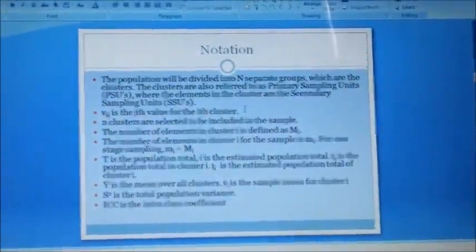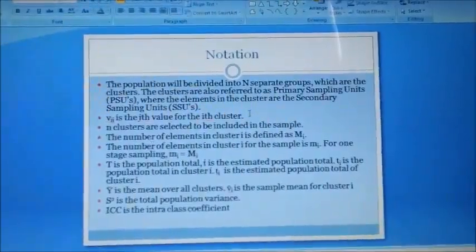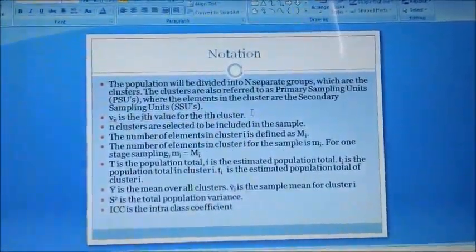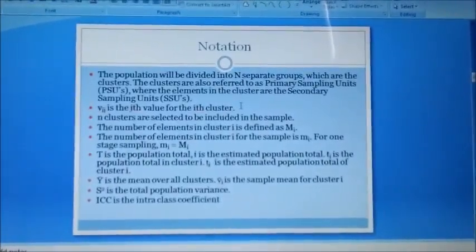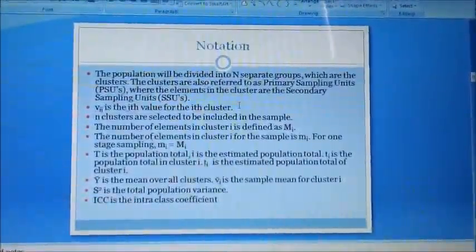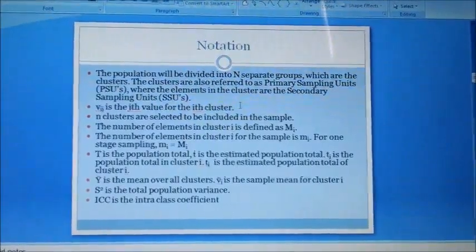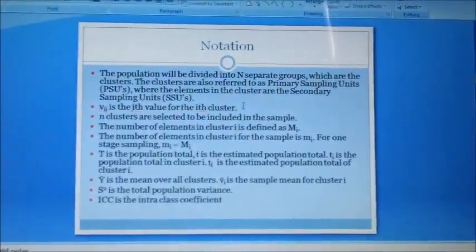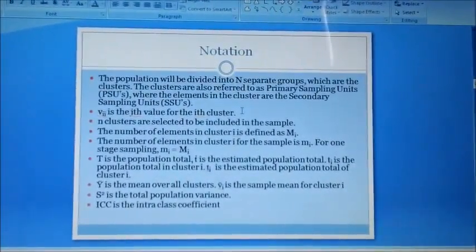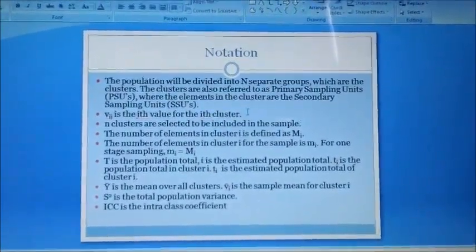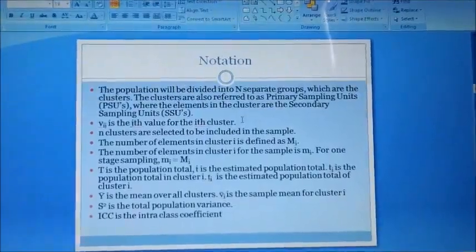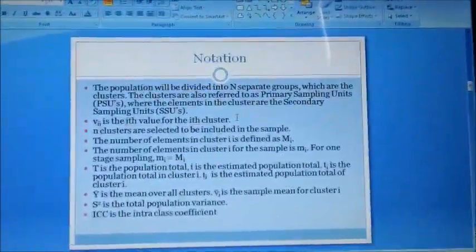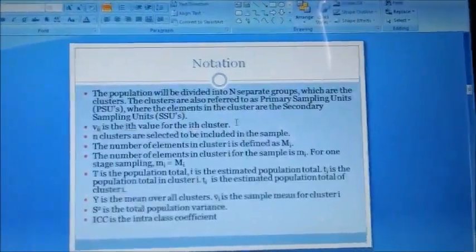n clusters are then selected to be included in the sample. So capital N is used to show the total number of clusters used, and little n is the number of clusters picked for the sample. The number of elements in cluster i is defined as Mi, and the number of elements in cluster i for the sample is lowercase mi. So for one stage sampling, since all elements in each cluster are used, lowercase mi is equal to uppercase Mi.